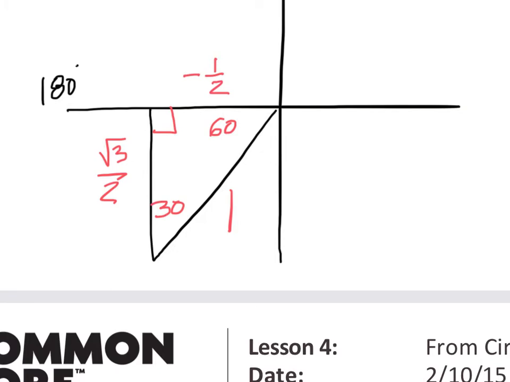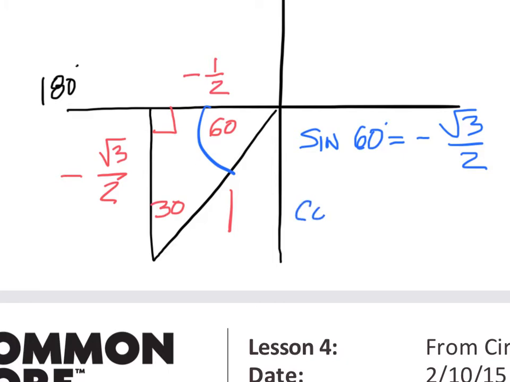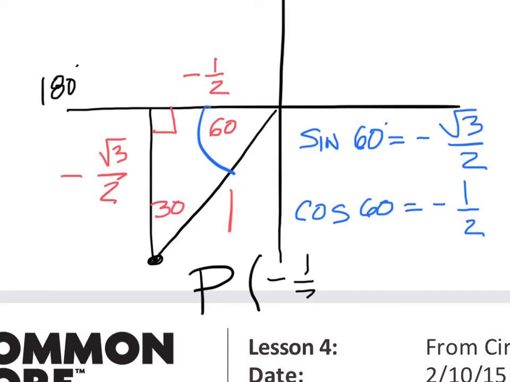Negative, right. So if I wanted to find sine of 60 degrees, that would be opposite over hypotenuse, which is a negative square root of 3 over 2. And then for cosine 60 degrees, that's adjacent over hypotenuse, that would be a negative 1/2 over 1, which is just a negative 1/2. And your point P here would have a coordinate of a negative 1/2, negative square root of 3 over 2.